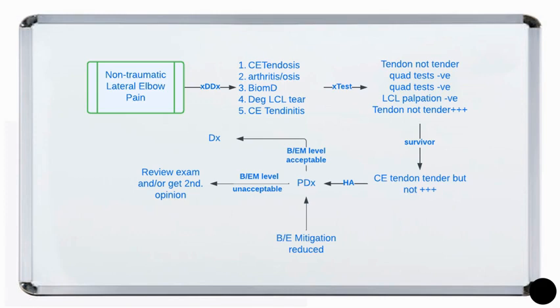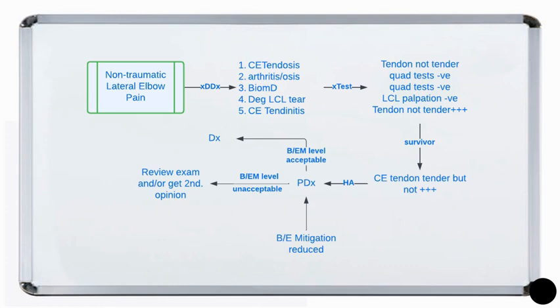So we move into hypothetico-deduction now, with the hypothesis being common extensor tendinitis. We then attack it with bias and error mitigation. If these levels are acceptable, we now have a diagnosis. If they're unacceptable, then we have to review the exam and get a second opinion if necessary.